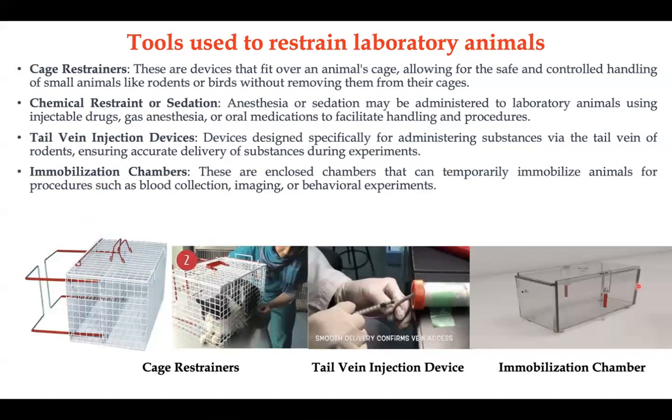Immobilization chamber. This kind of chamber is widely used in laboratories. If you visit any veterinary science laboratory, you will see this kind of chambers. These are enclosed chambers that can temporarily immobilize animals for procedures such as blood collection, imaging, and behavioral experiments. The reason these chambers are used for immobilization is that they are really easy to handle. Just put the animals here and turn on the switch, and it will immobilize the animal for a particular time.